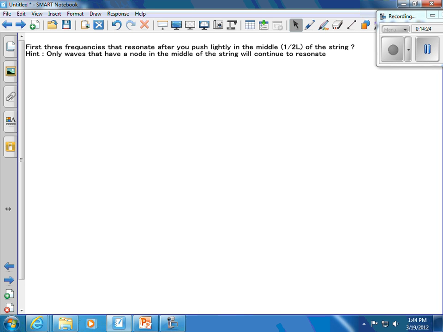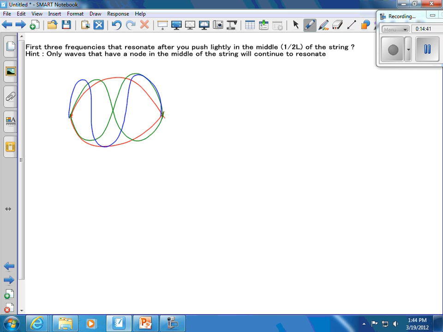The first 3 frequencies that resonate after you push lightly in the middle. Okay, what happens when you push lightly in the middle? Watch how quick I can do this. That guy exists. This guy, the first overtone, is in the same string at the same time. So is this one, the third harmonic. And then, what's left? And then the fourth harmonic. 1, 2, gosh, that's too many. That's going to be 5 footballs.